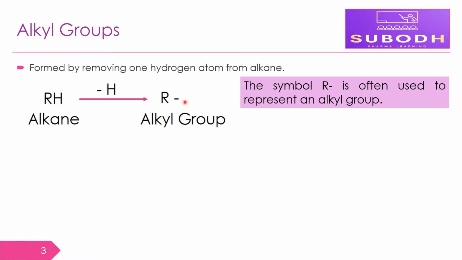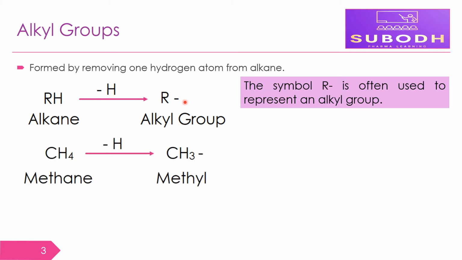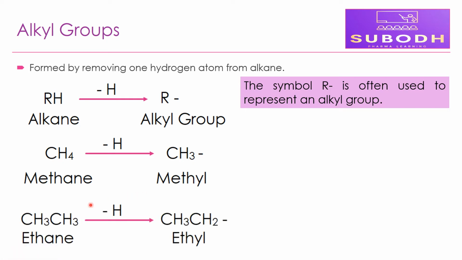See, when we take the example of methane, the molecular formula of methane is CH4. After removing the one hydrogen atom from it, CH3 remains, which is called as methyl. Likewise, in ethane, when we remove one hydrogen from it, CH3CH2 remains, called as ethyl.